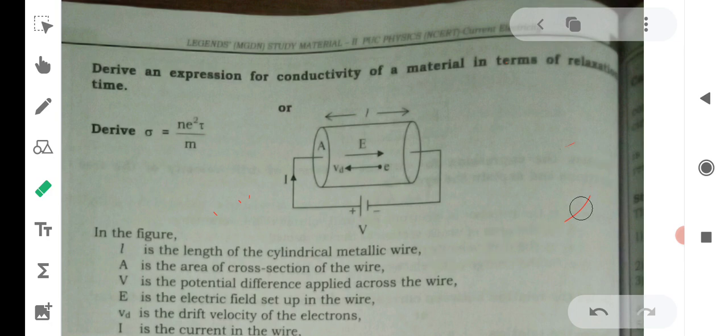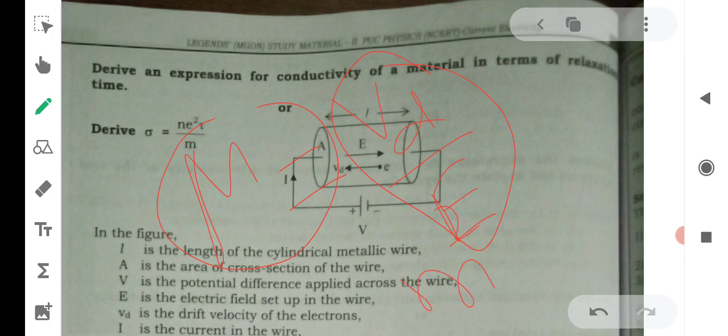Drift velocity means the average velocity with which an electron drifts in a metallic wire when a potential difference is applied across its ends. The expression for drift velocity is also discussed, and one more term is discussed, that is mobility. Mobility means the drift velocity per unit electric field, and the SI unit of mobility is meter square per volt second.